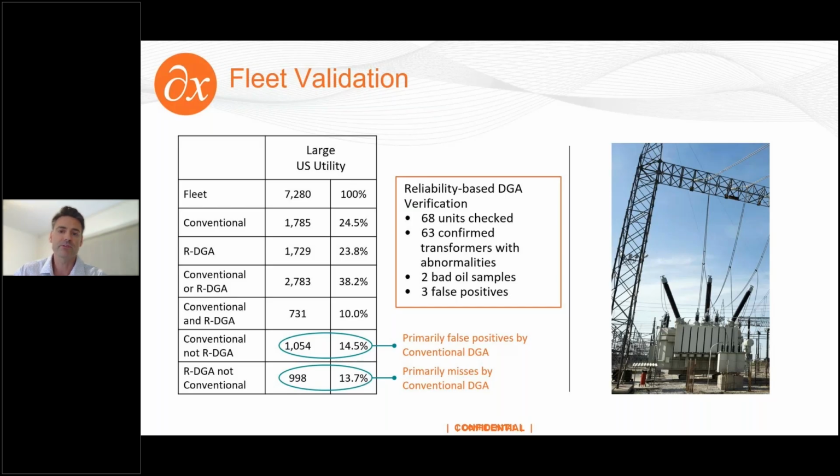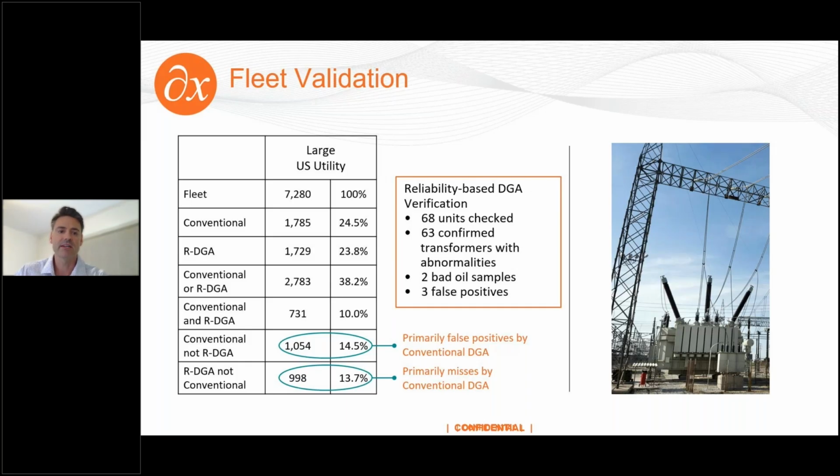So 1,054 transformers were flagged by conventional DGA that were not flagged by reliability-based DGA, and these were primarily false positives flagged by conventional DGA. So 998 transformers were flagged by reliability-based DGA that were not flagged by conventional DGA, and these were primarily misses by conventional DGA. So of the 998 flagged by reliability-based DGA only, the utility went in for further investigation on 68 of the in-service transformers. So 63 of them had confirmed abnormalities and 2 bad samples and 3 false positives.